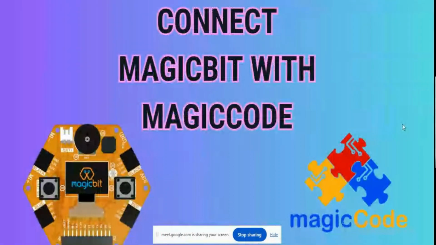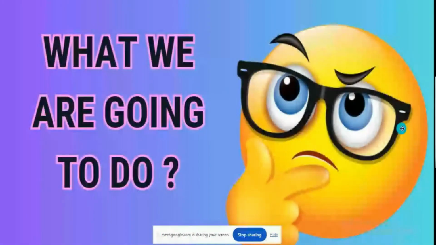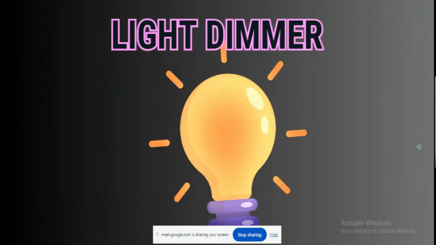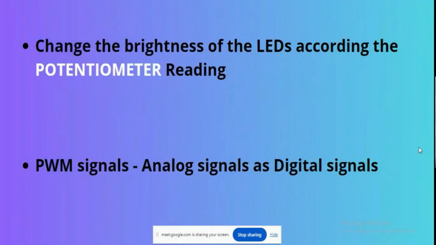After making the connection with Magicbit and Magic Code, let's see what we are going to do. I told you we are going to do the activity as a live demo. So let's see what is going to happen in this live demo and how we are going to do it. What we are going to do here is change the brightness of the LED according to the reading from the potentiometer knob.